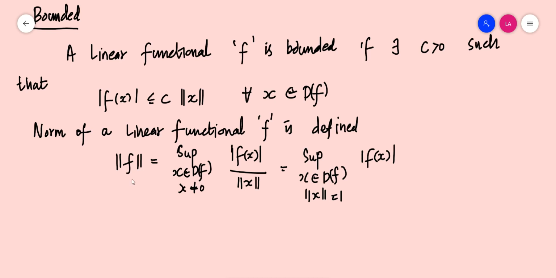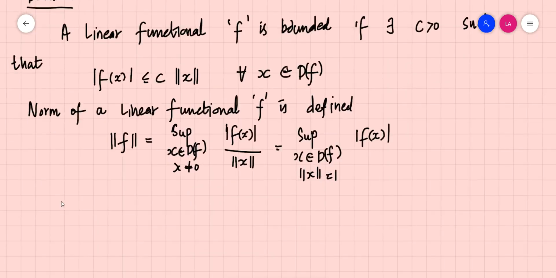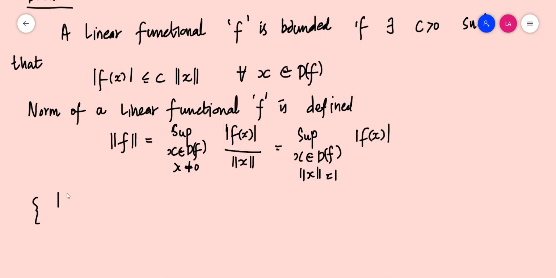So from this definition, if we take the collection of all modulus of f of x by norm x, norm f is actually the supremum of this collection. So if you take the collection of all modulus of f of x by norm x, where x belongs to capital X and x not equal to 0, its supremum is actually norm of f. Supremum means it's actually an upper bound. So every element of this set should be less than or equal to its upper bound. Its upper bound is norm f.